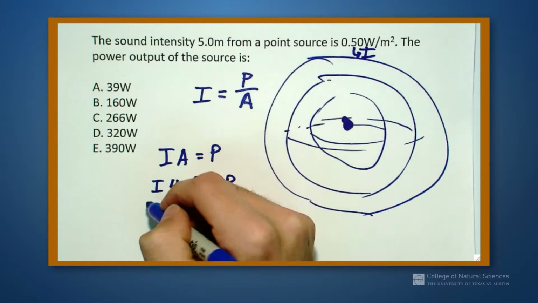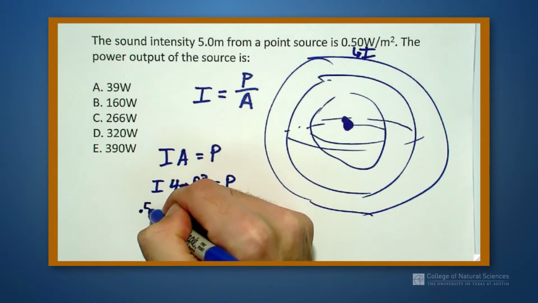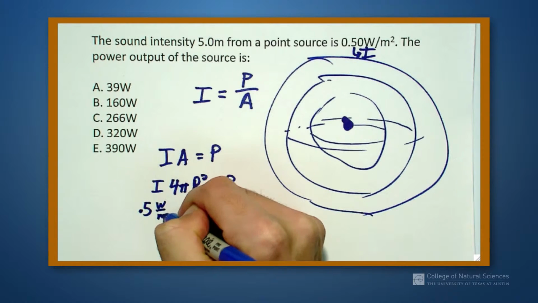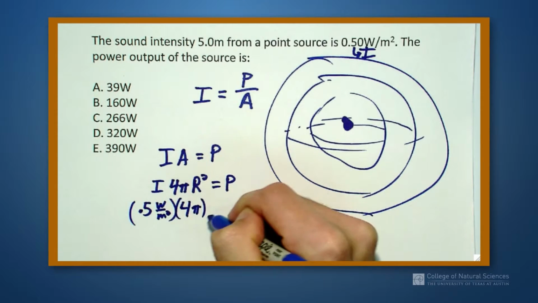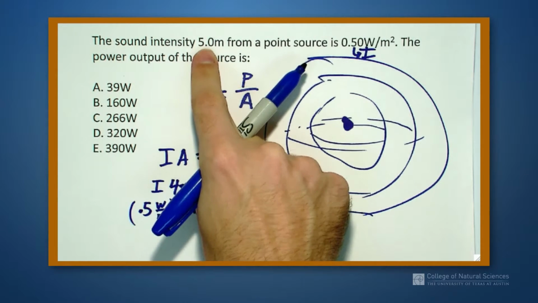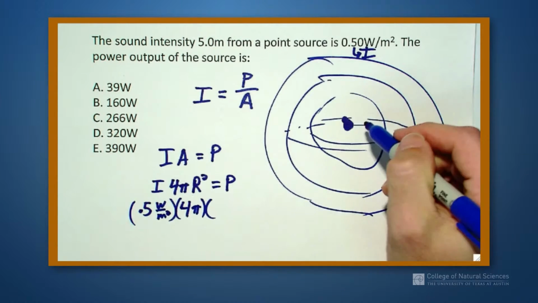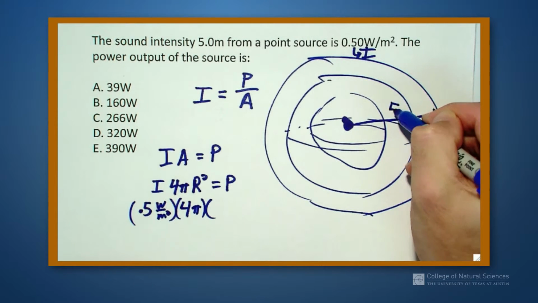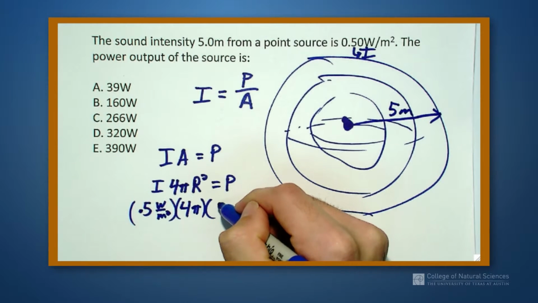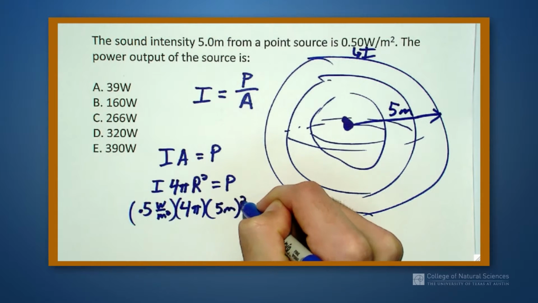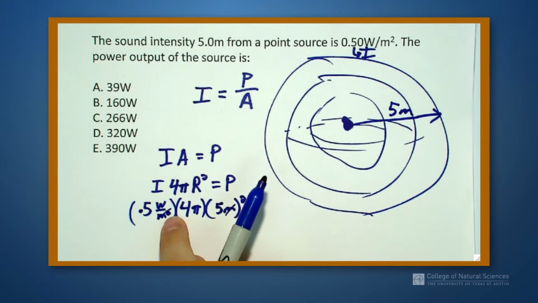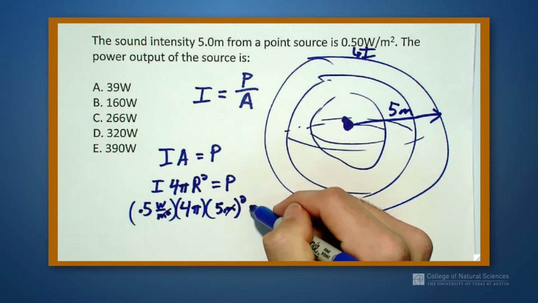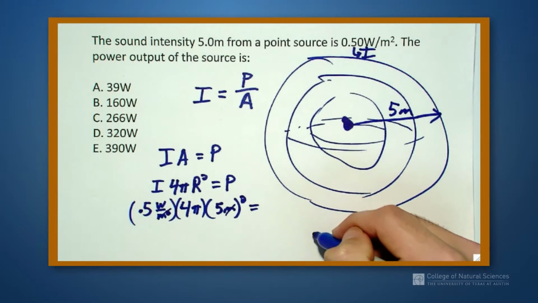So when I work this out, I get 0.5 watts per meter squared times 4 pi times, the source is 5 meters away. So my distance to the source is 5 meters. So this is going to be 5 meters squared. And if I see my units, they'll cancel with my units. I got the squared meters and the 1 over squared meters. So this is going to be units of watts at the end.